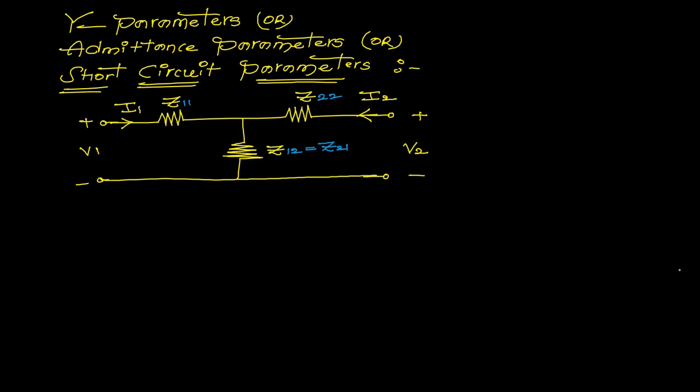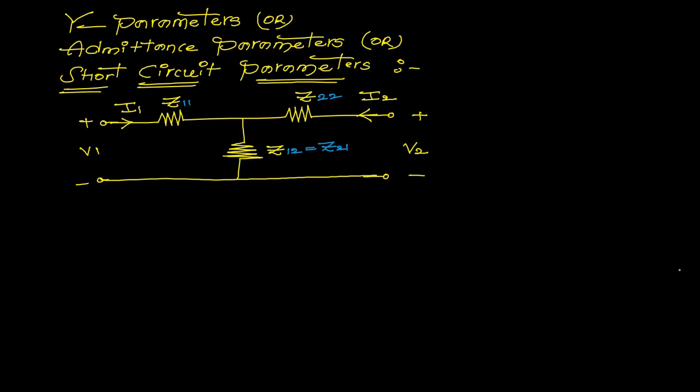For example, in case number 1, if we are short circuiting port 1, then V1 is equal to 0, because in a short circuit the voltage is 0. So if we short circuit port 1, V1 is equal to 0, then substitute that value in the standard equations provided by the Y parameters, and you will get two parameters.